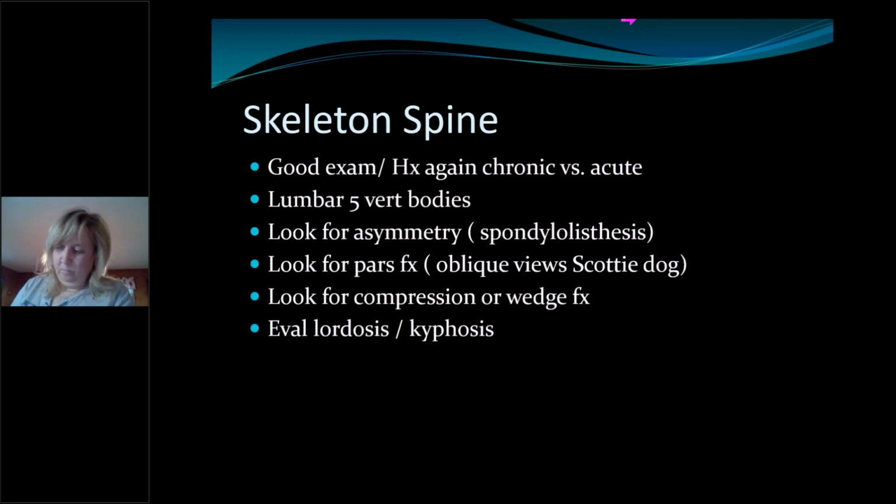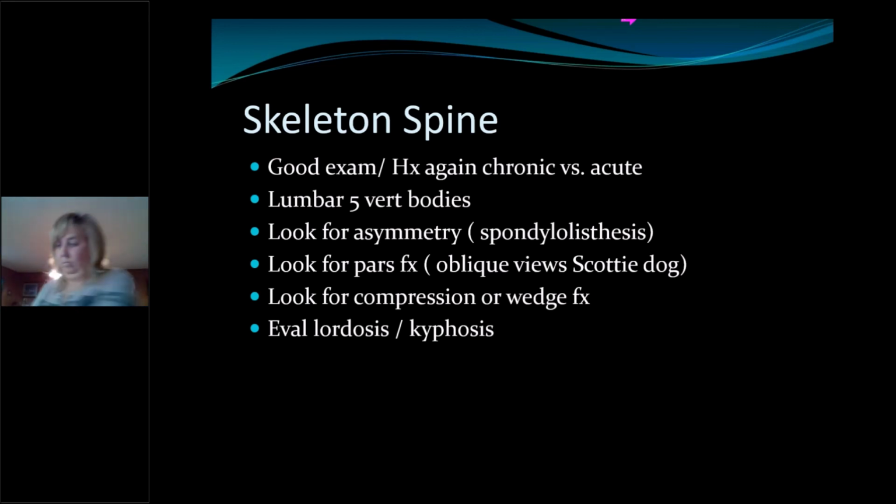Looking at skeleton, as far as spine goes, obviously you guys know there's 5 vertebral bodies. We're looking for asymmetry, things called spondylolisthesis, and I'll show you pictures of that. Very common to see these, especially in women over 50, typically present at either L4-5 or L5-S1, where one bone is slipped anteriorly on the other.